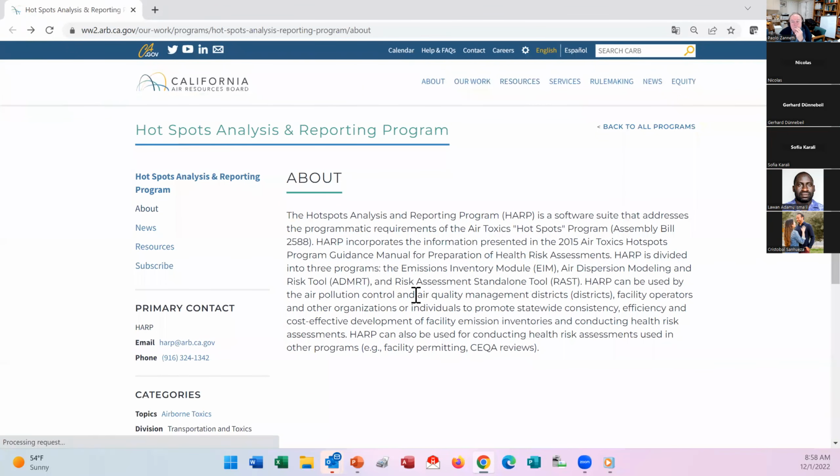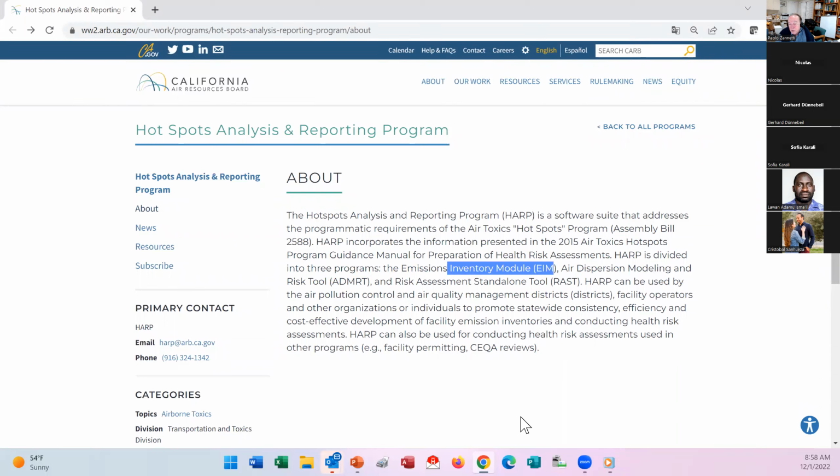So HARP is a software that can help you a lot if you're dealing with health assessment. It has 3 programs, 3 modules. The emission inventory, because you need emission to run the model.